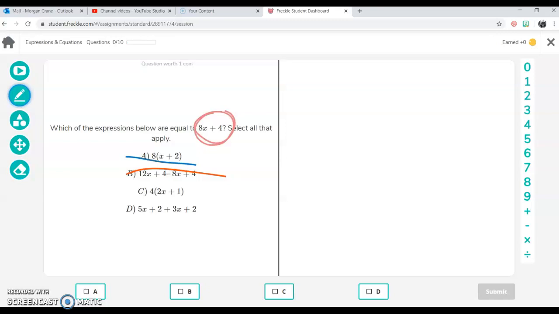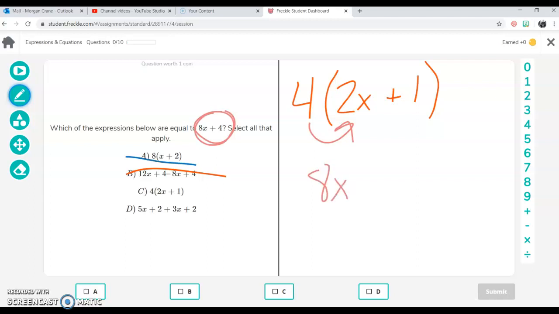Alright, 4 times 2x plus 1. Alright, we're going to do distributive property again. 4 times 2x, so you can do that because it's multiplication. 4 times 2 is 8. Bring your x down. And we have 4 times 1, which is 4. Bring your plus sign down. 8x plus 4. C does work, so we can mark C.